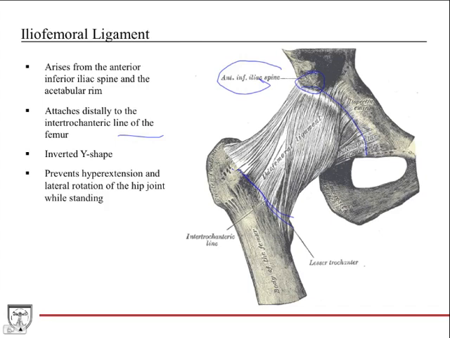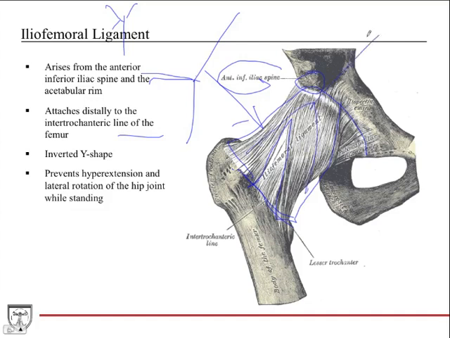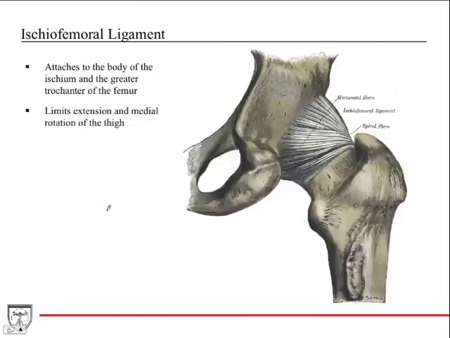It has an inverted Y shape, and what they mean by that, so this would be the outline of it right here, like this. If you were to take the Y that's normally like this, and then you invert it like this, that corresponds to the two arms of the Y there. So that's why they say an inverted Y shape. And then it prevents hyperextension and lateral rotation of the hip joint while standing.